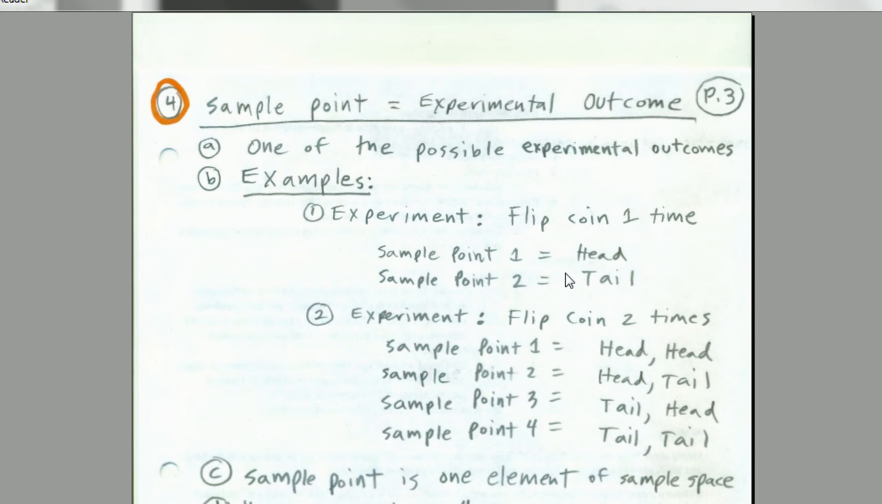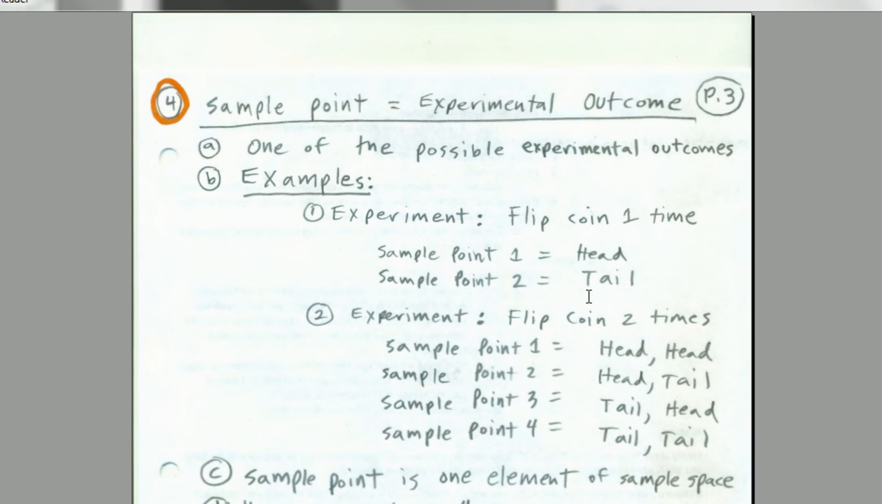But when you start having multi-steps in your experiment, then it gets tricky sometimes. Sometimes it's impossible to list all the sample points. But let's look at this. Flip a coin 2 times. Well, one of the possibilities is we get head-head. Another possibility is we get head-tail. Still another is tail-head. And finally, the fourth one would be tail-tail. A lot of times, people will get these middle 2 mixed up, and they'll only count it as 1.